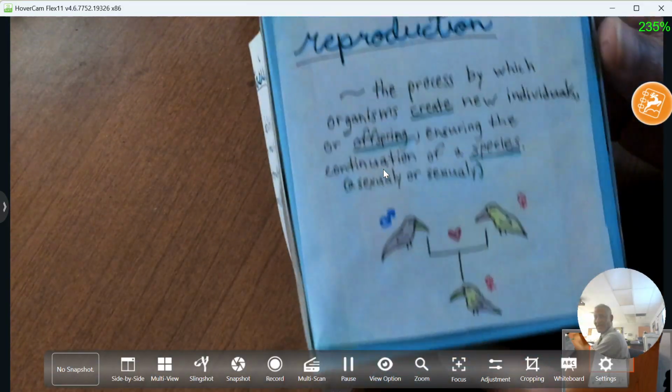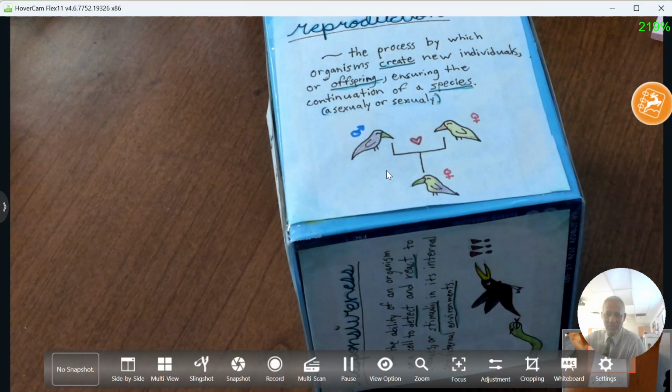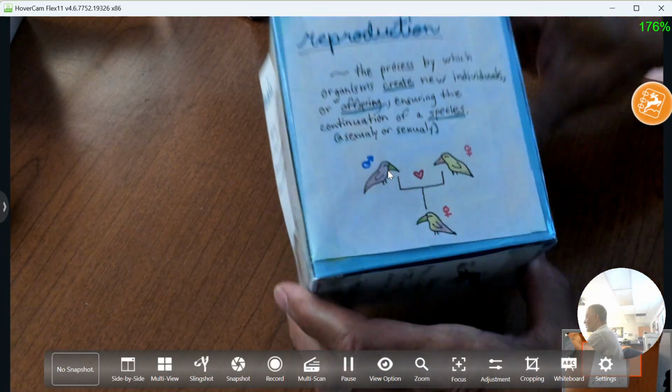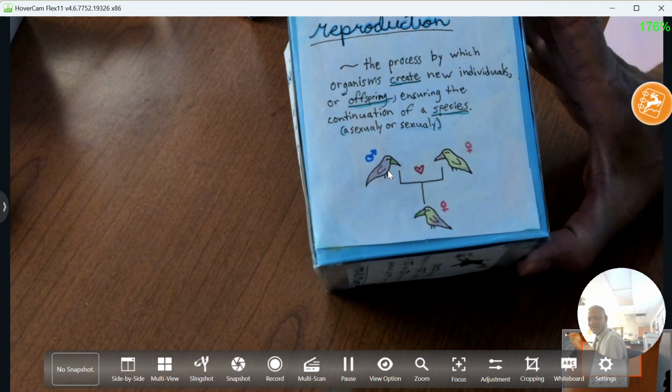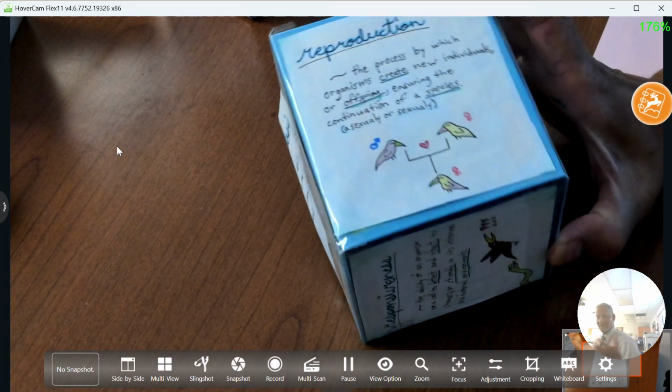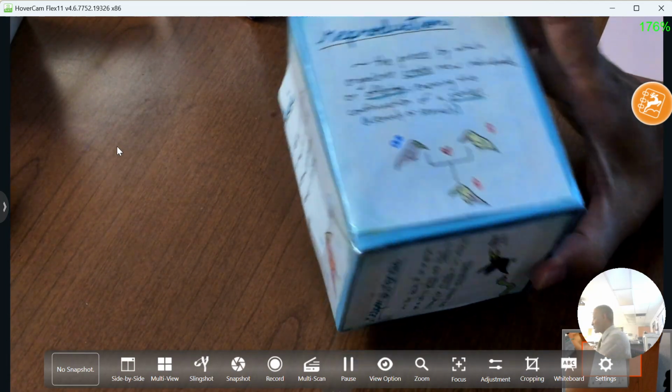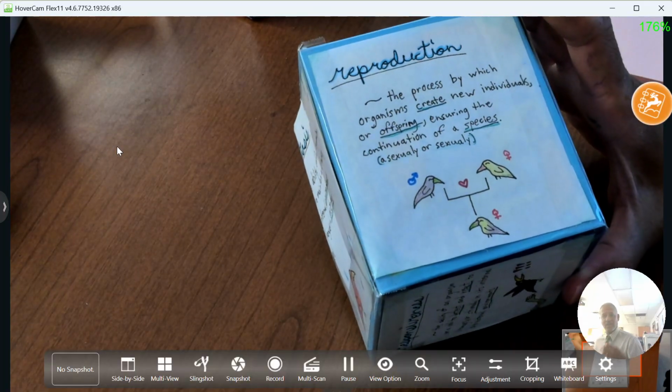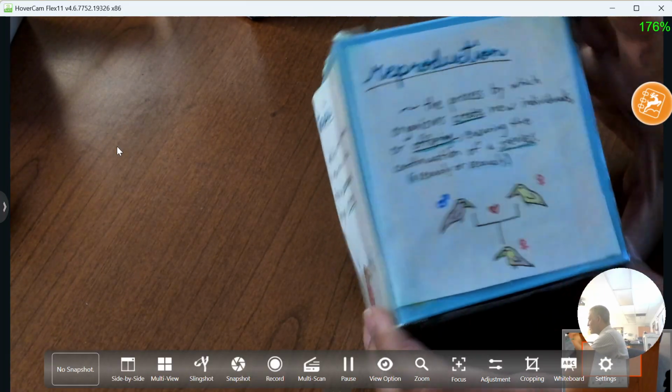Now, this student decided to do a theme. For every single one of theirs, they did something bird related, which is, again, when you get the kids to think outside the membrane, so to speak, it's always great. Give them some baseline knowledge and let them run with it. It's always very rewarding. So they got reproduction.